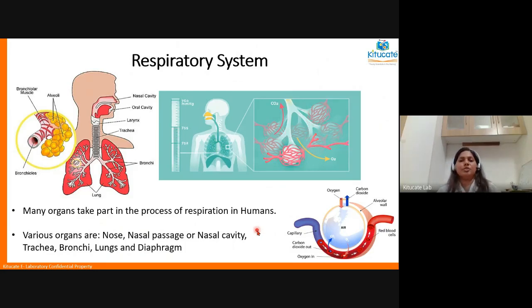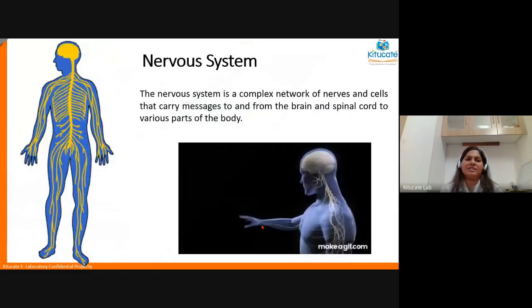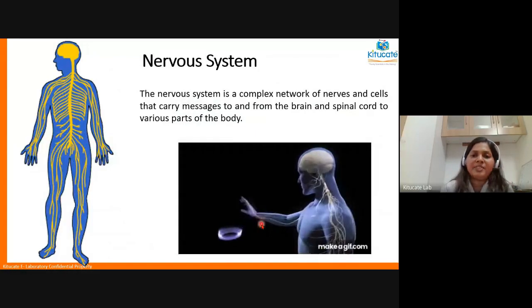Okay, is this clear to everyone? Any doubts in this? No doubts. All right, so let's move ahead to the next part of the body, the nervous system.